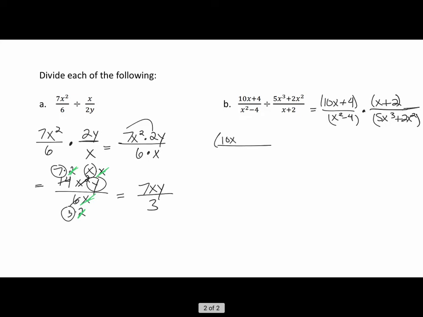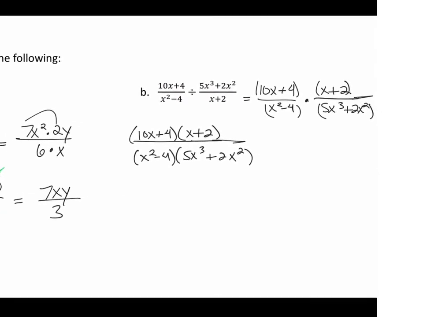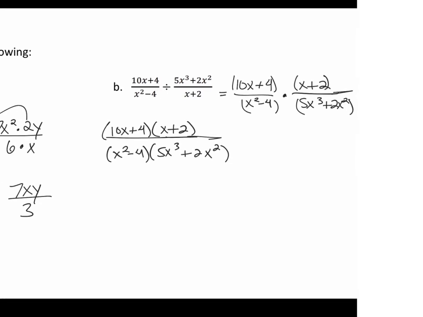Okay, so 10x plus 4 times x plus 2 in the numerator. X squared minus 4 times 5x cubed plus 2x squared in the denominator. So then, here comes the factoring part. Let me look at the numerator first.